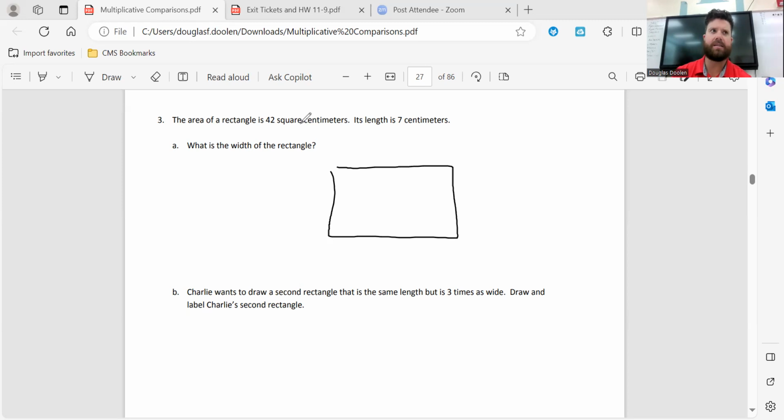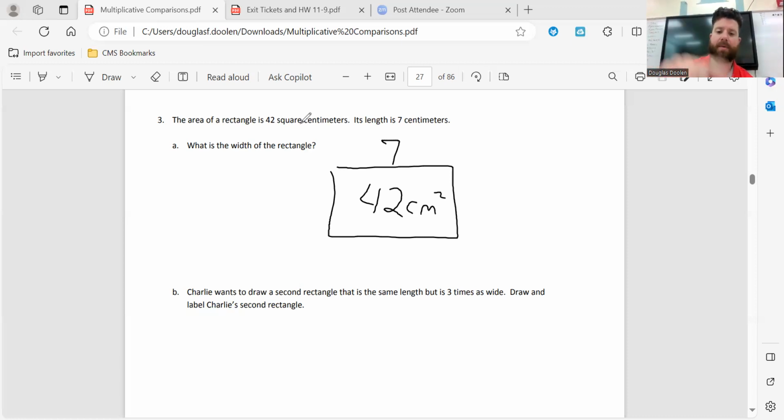The area of a rectangle is 42 square centimeters. Okay, well, I know area is, what is it again? Everybody, what's area? Space. Area in this case is the space inside of something, right? So the area of the rectangle is 42 square centimeters. Let's label that: 42 centimeters squared. The length is 7.